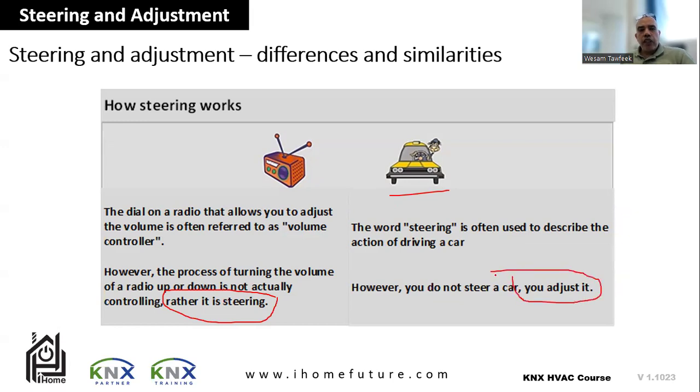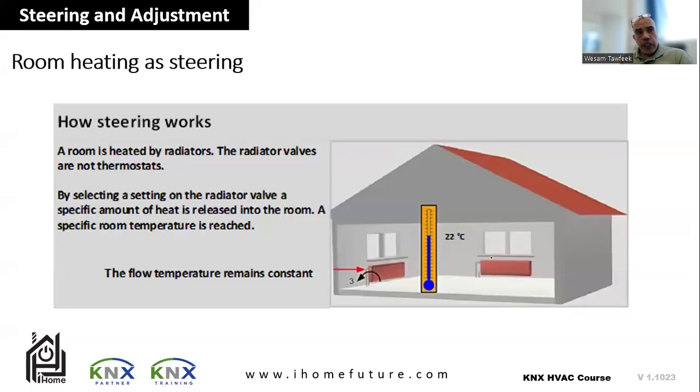However, let's talk about this in more of an HVAC way to get you the idea. Because what you will find out eventually is that adjusting is what we are doing in our normal daily life. It's not steering. Steering is one way direction without getting feedback, without adjusting our way depending on the external environment. But adjusting is the way that most of our life depends on. So let's talk about it in the HVAC way.